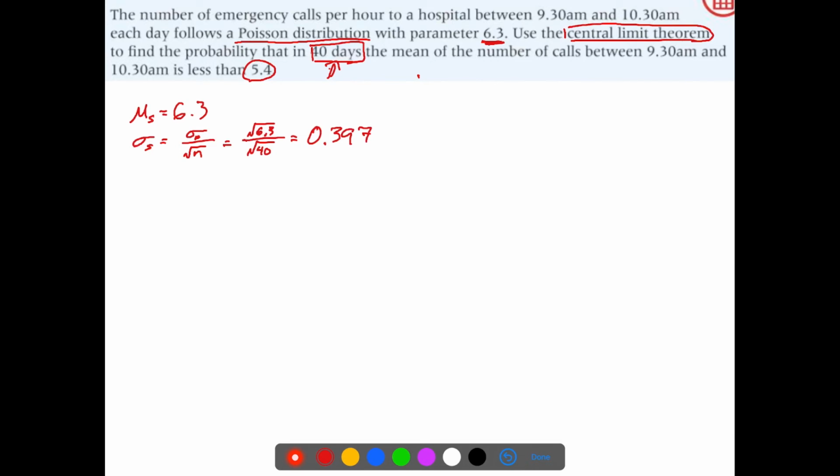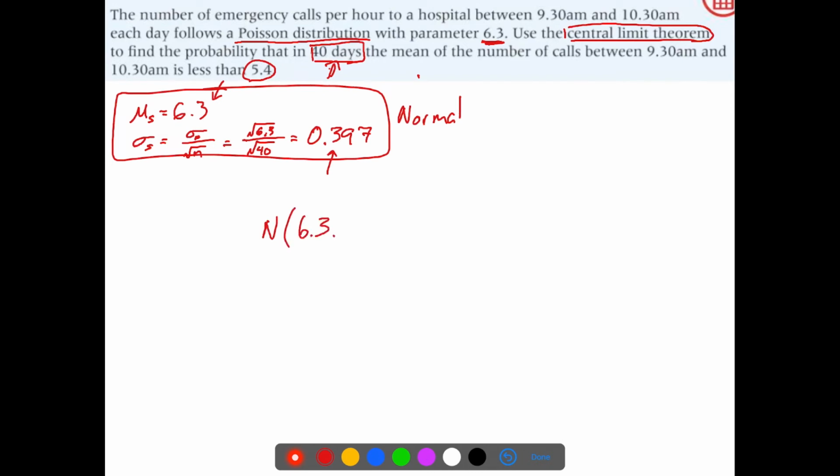All right. So now that I have that, I can put that in. Remember, the central limit theorem says that this is going to be a normal distribution. Now I have a sample of 40 days. A sample of 40 days will have an average of 6.3 and a standard deviation of 0.397. And so because of that, we can now put it into a normal distribution. The normal distribution is going to have 6.3 as the mean, and then it's going to have 0.397. Remember, this is variance in our notation.